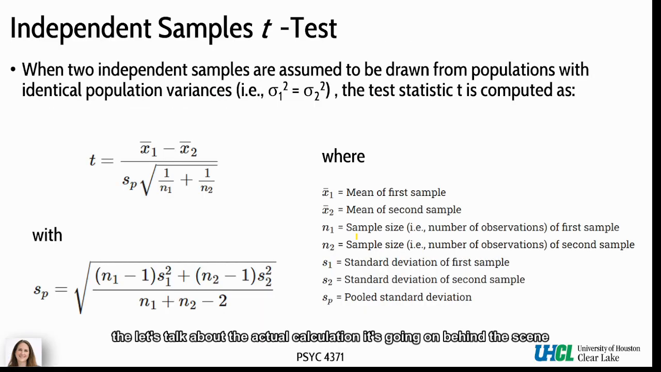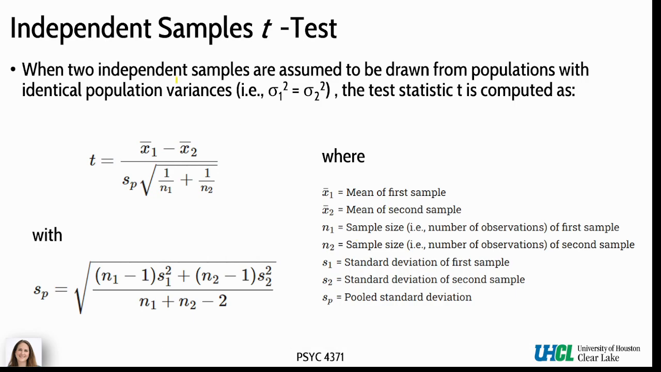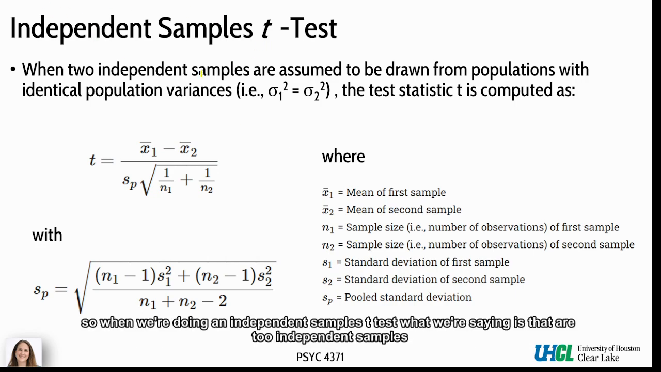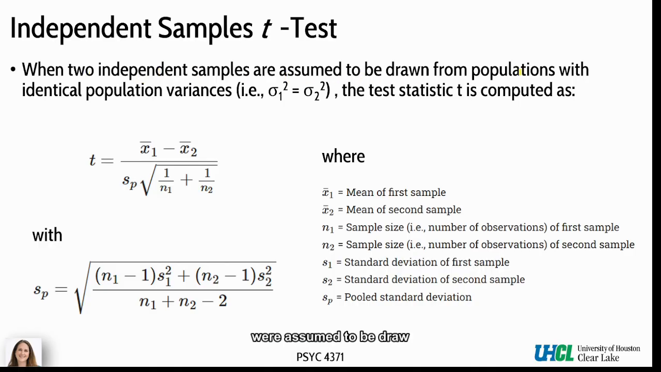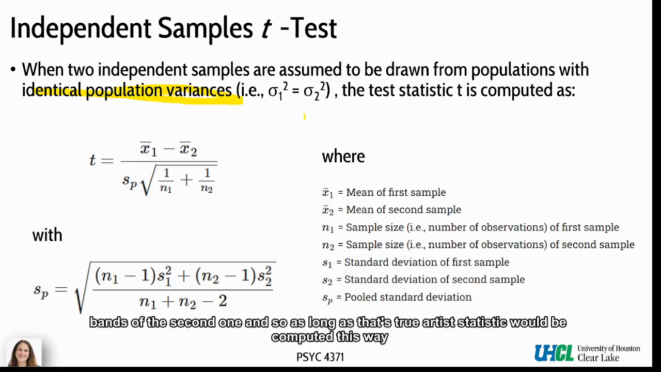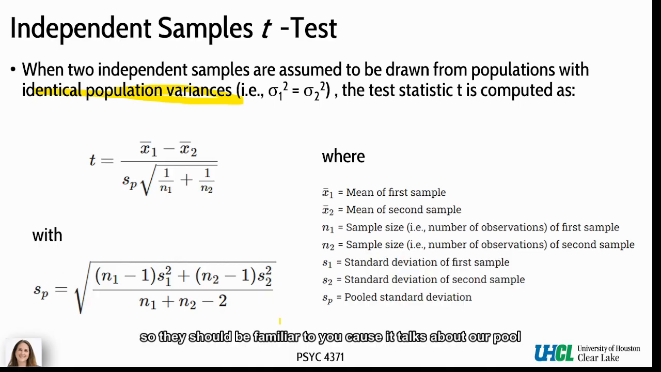But let's talk about the actual calculation that's going on behind the scenes. When we're doing an independent samples t-test, we are saying that our two independent samples were assumed to be drawn from populations that had identical population variances. So the population variance of the first equals the population variance of the second. As long as that's true, our test statistic would be computed this way. This should be familiar to you because it involves our pooled standard deviation, our pooled variance, that we talked about in the previous videos.